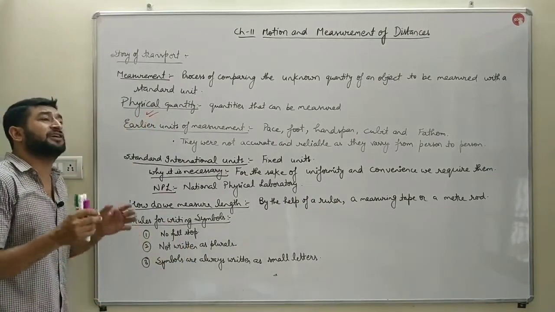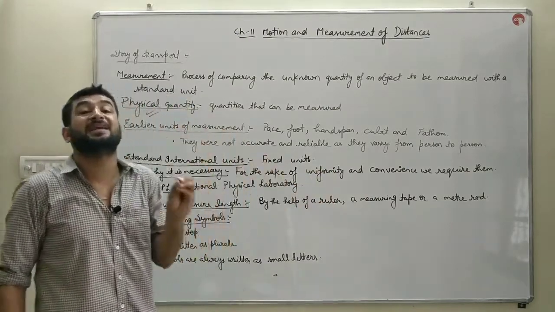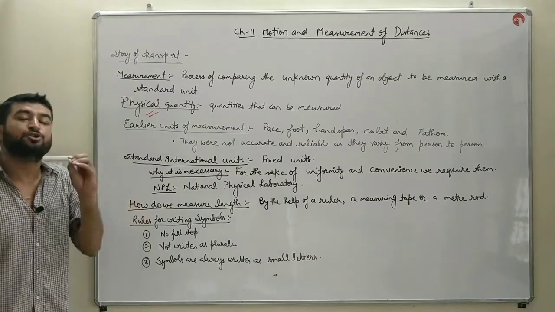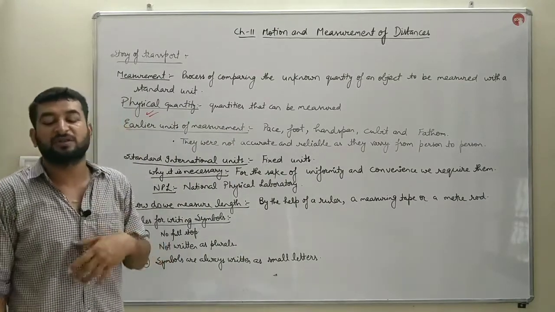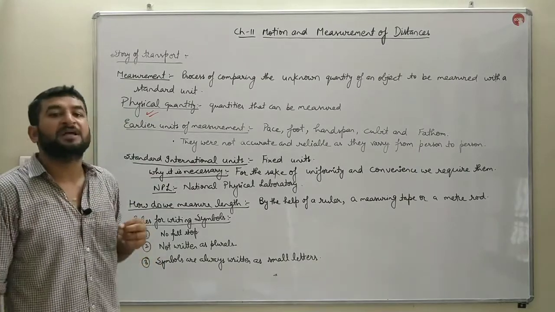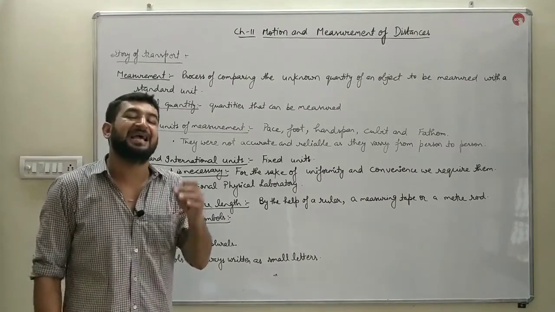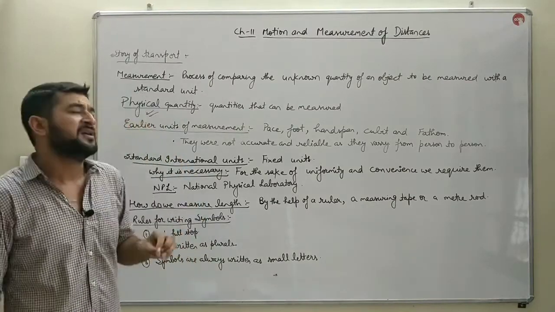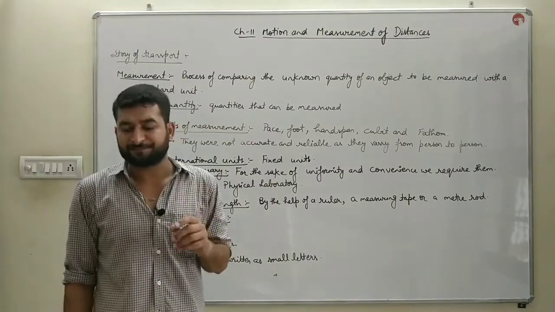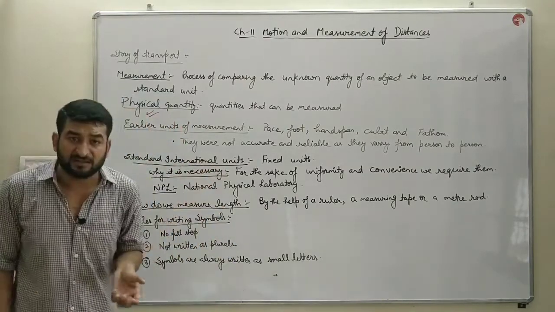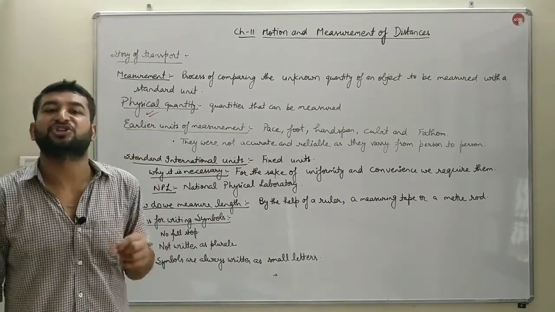So, for the sake of convenience and uniformity, we made certain standard units. Those units were adopted in the 1960s, and the name was given on the basis of a French name, Standard International Unit, that is SI unit. The SI unit of mass is kilogram. The SI unit of length or distance is meter. The SI unit of time is seconds. The SI unit of temperature is Kelvin.